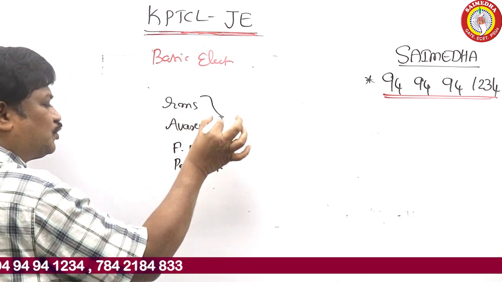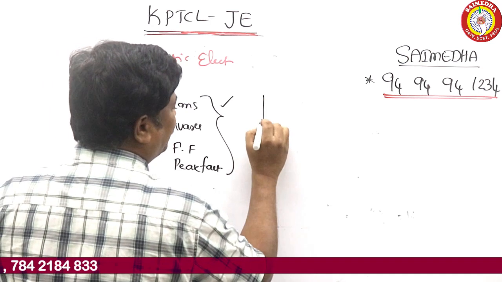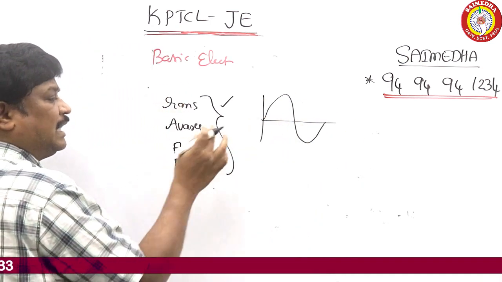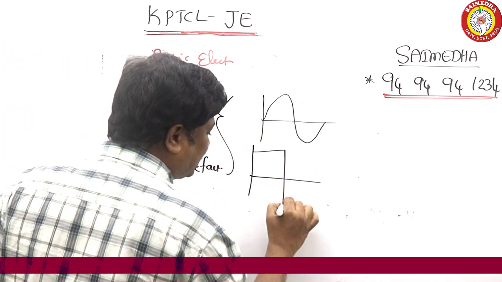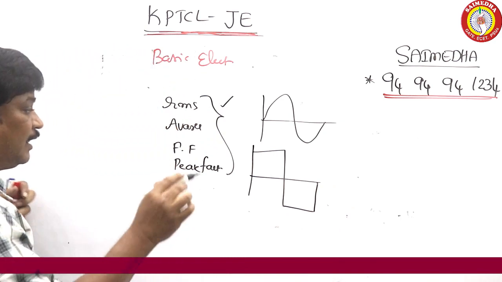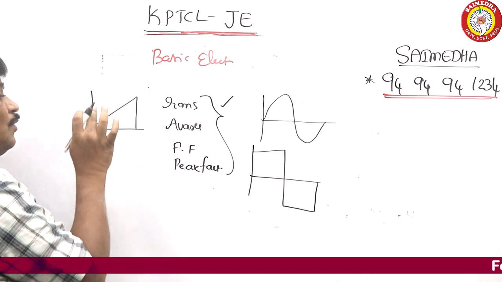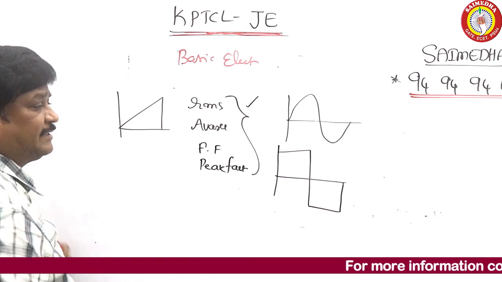There should be a question from the different waveforms. For example, if you take a sinusoidal waveform, what is the form factor? Otherwise, what is the peak factor? If you take a square wave like this, what is the form factor or peak factor? Otherwise, they will give a triangular wave like this. What is the RMS value for this triangular wave? Such questions you can get.